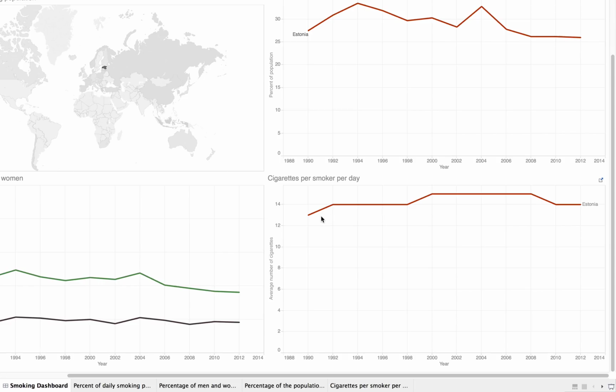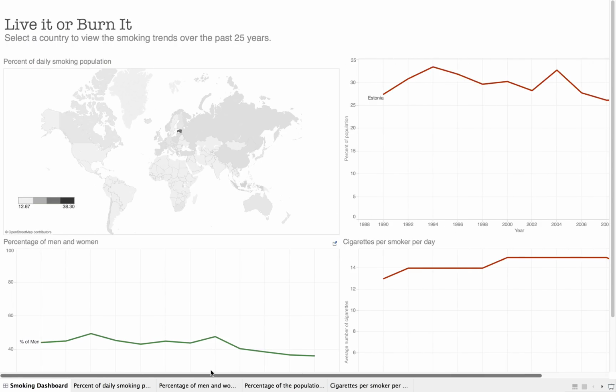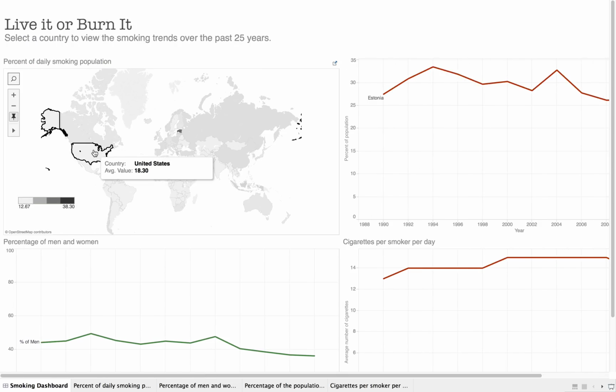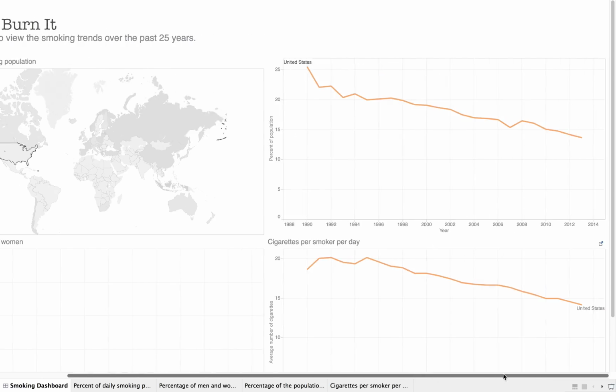And their cigarettes per smoker per day has actually gone up slightly over the years. Maybe gone down slightly in recent years, but for the most part is above. So, all right, well, we'll look at one more country here, and then I'll let you go. So, for instance, let's look at the U.S., because this is a little more complete. And we can all relate to this.